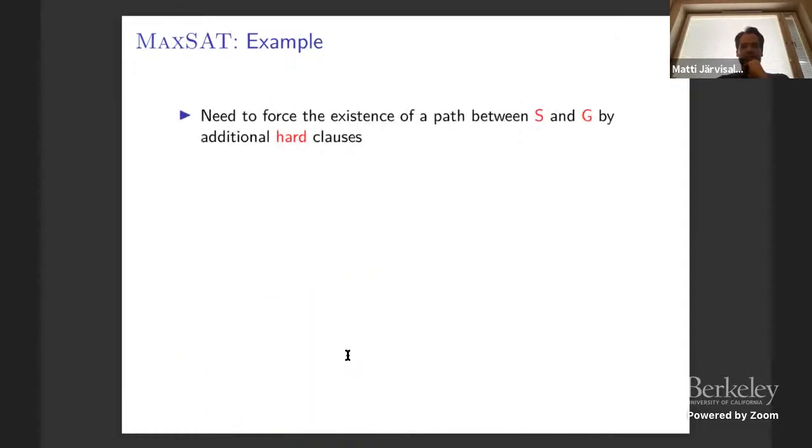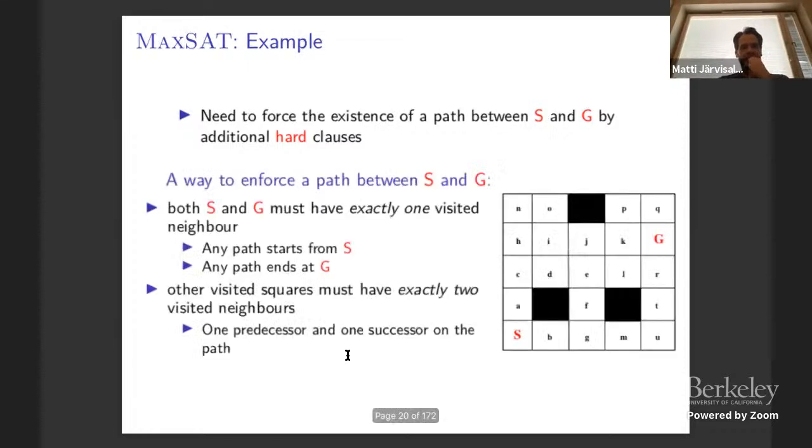And now we still need to enforce the existence of a path between S and G with additional hard clauses. One way to think about it is that we're going to leave from S and end up in G. So we need to have exactly one visited neighbor for both S and G. And then all of the other squares that are visited by our path need to have exactly two visited neighbors, one predecessor and one successor.